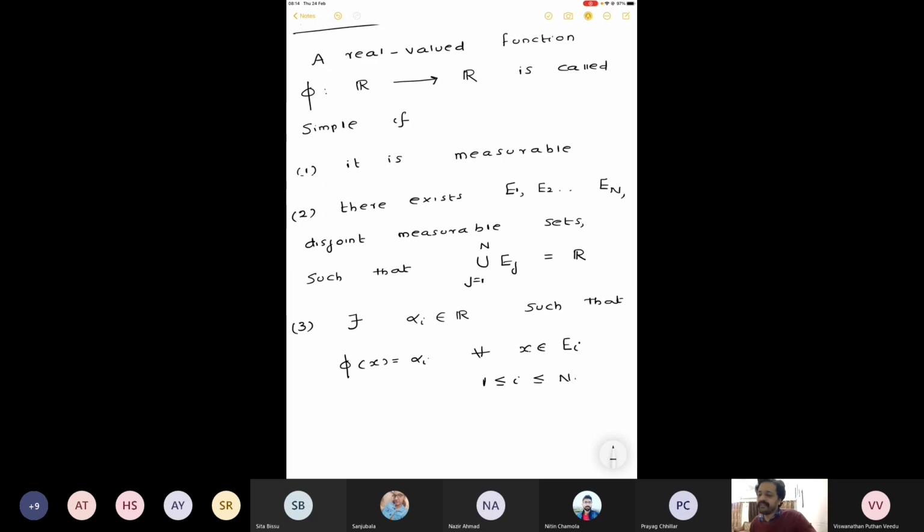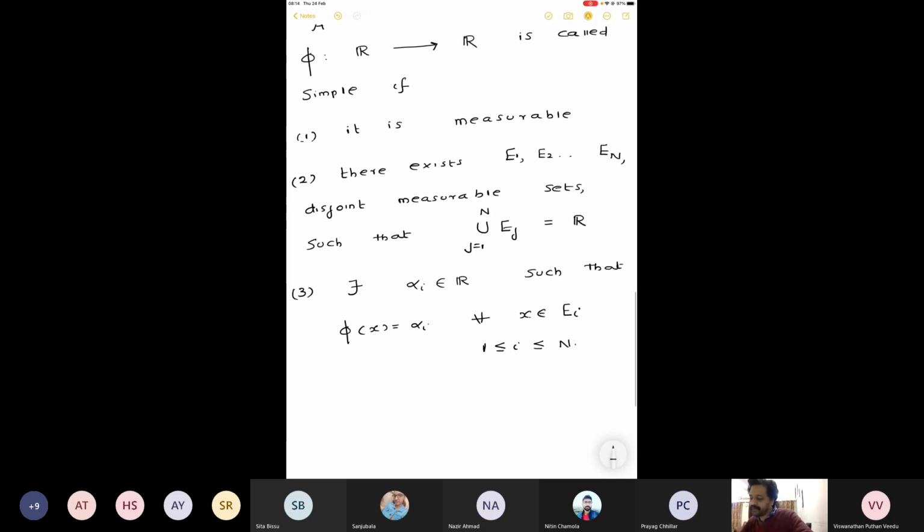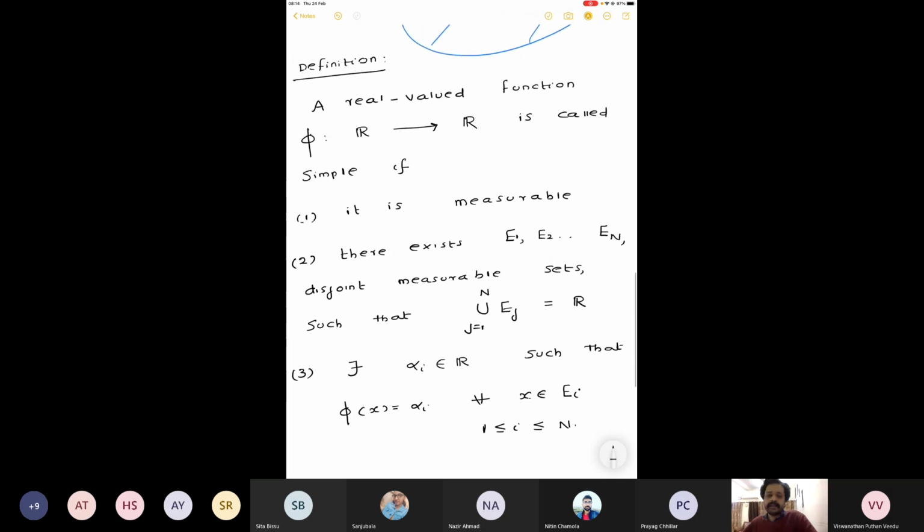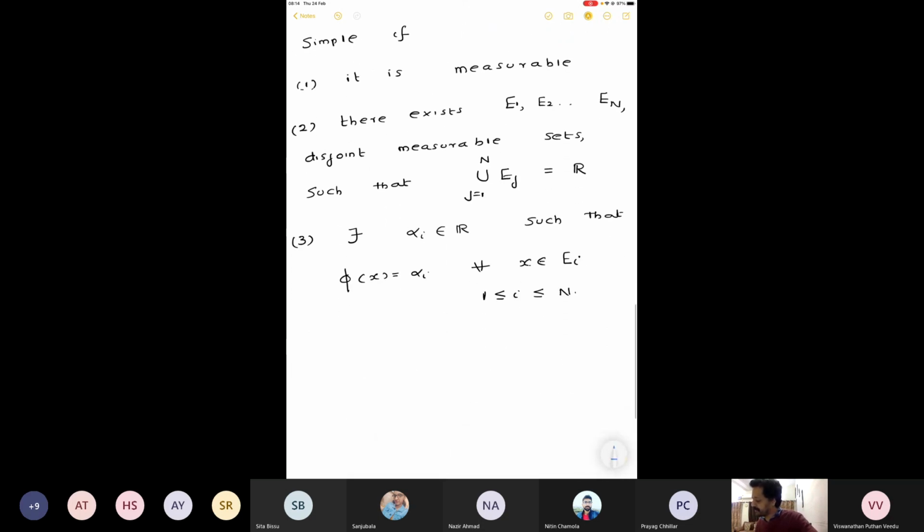You can see that this is the exact counterpart of intervals and step functions. You are replacing intervals by measurable sets, that's it. Now, if you consider the measurable sets to be intervals, the same definition will boil down to a step function. Next, we want to explore more about simple functions, starting from a nice way to write a simple function. That's the first thing we want to do.